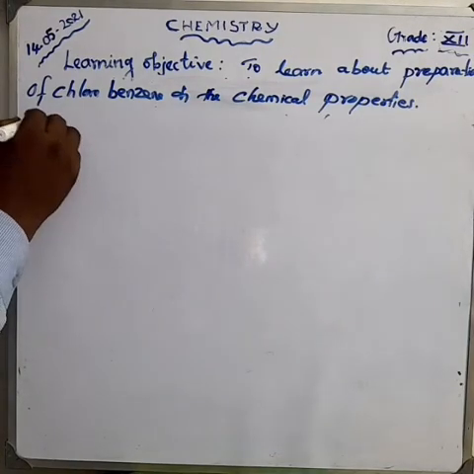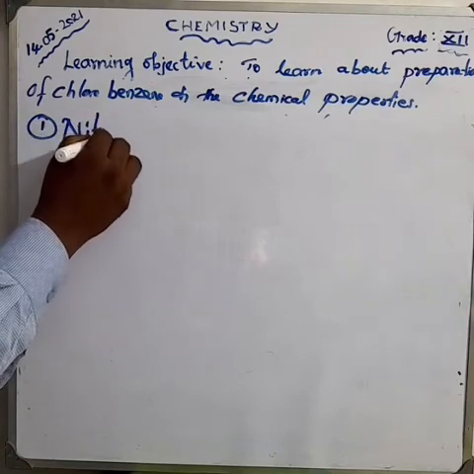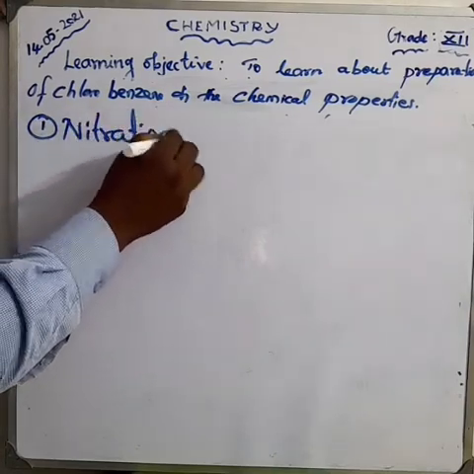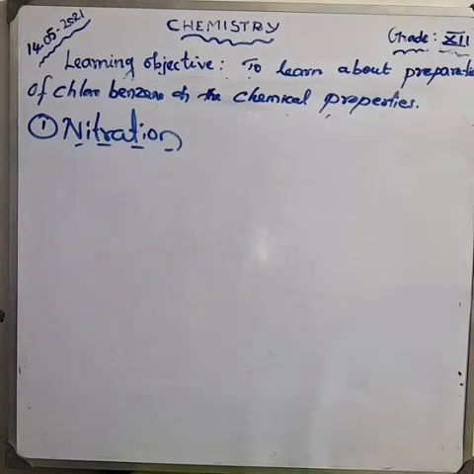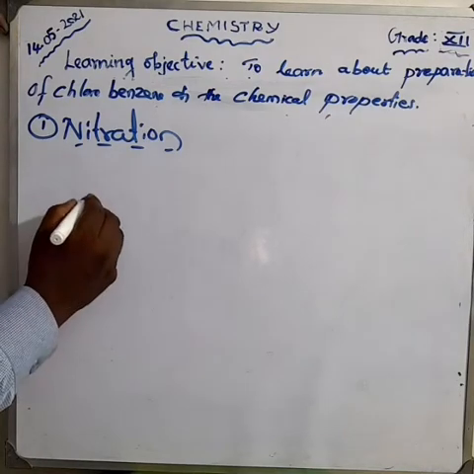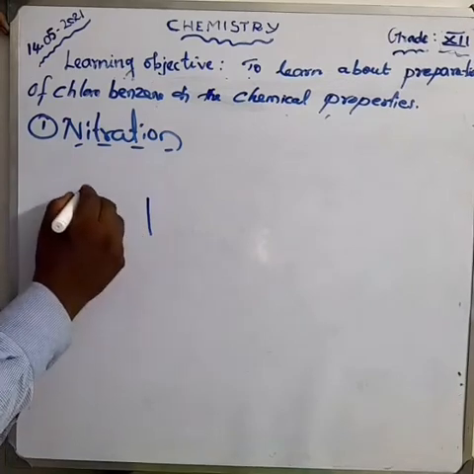First one, nitration. Okay, in 12th grade many compounds undergo nitration. For example, phenol undergoes nitration, acetophenone undergoes nitration. Try to learn this nitration thoroughly. Okay, here benzene undergoes nitration.